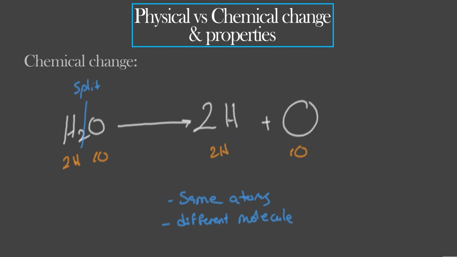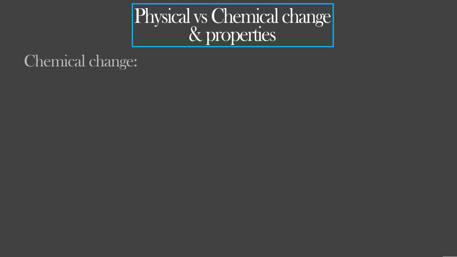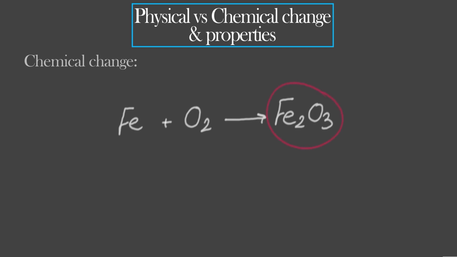Another example of a chemical change is the rusting of iron. Iron's atomic symbol is Fe. When it combines with oxygen, it performs a reaction, and the result is iron oxide, or ferric oxide. Now, a new molecule is formed from 2 previously single acting atoms. This is called a chemical reaction or a chemical change.